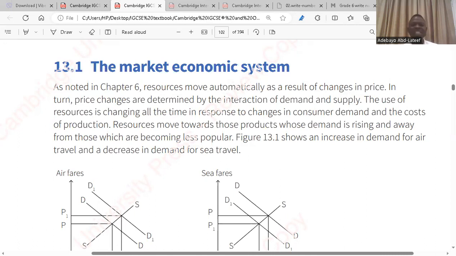So the use of resources is changing all the time in response to changes in consumer demand and the cost of production. So how we use resources is changing over time. And what brings about these changes? What brings about them are, one, the cost of production for firms and, two, the demand of consumers towards products. You get the point I'm making here? Yes.